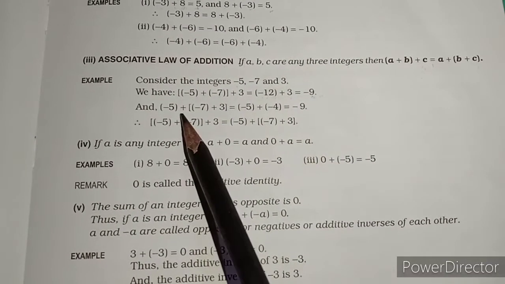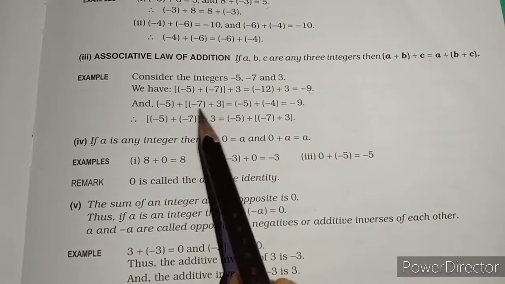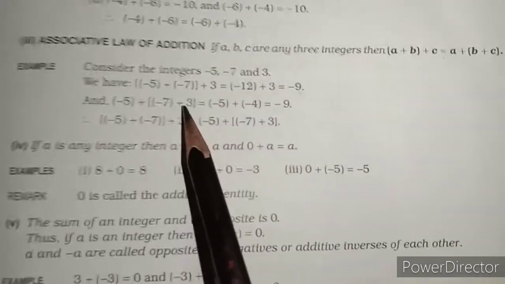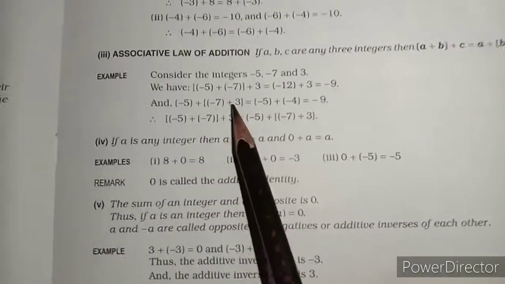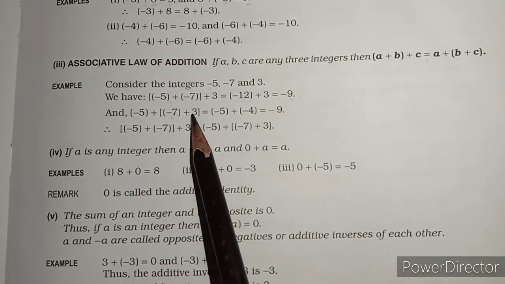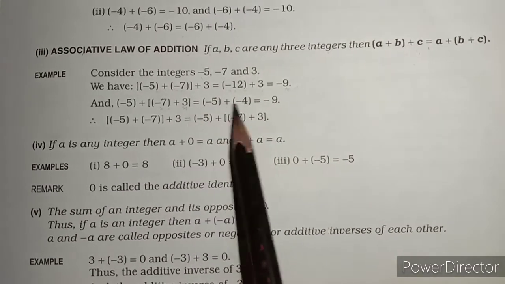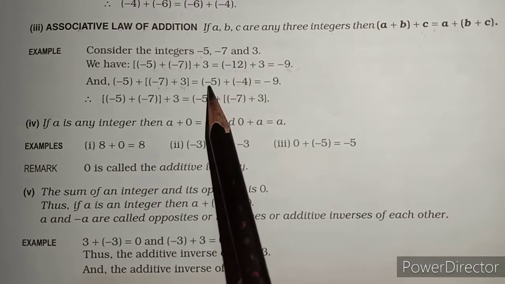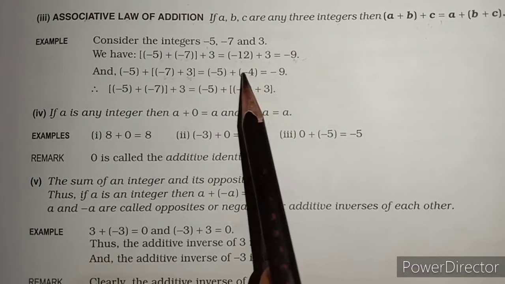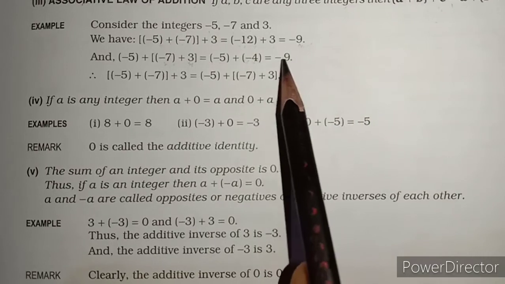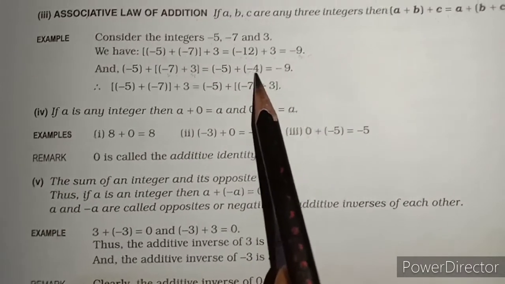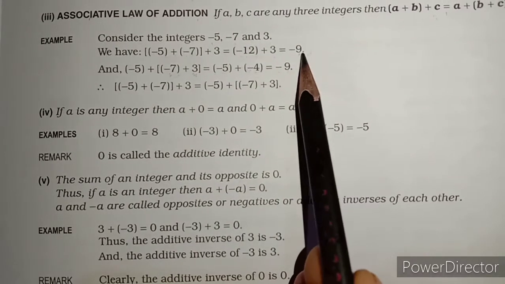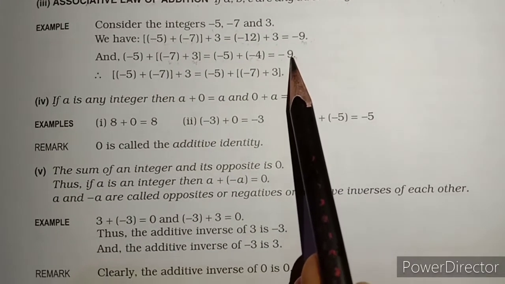And in the RHS, first you have to add b and c together. Means -7 and +3 are added together. One is negative, one is positive. When both are added, you have to find the difference. The difference here is 4, and the sign of the greater is minus. So then -5 is added to -4. Both are negative. That means you have to add both and give the common sign, that is minus sign. So -9 is the RHS also. Means the LHS is equal to the RHS here.